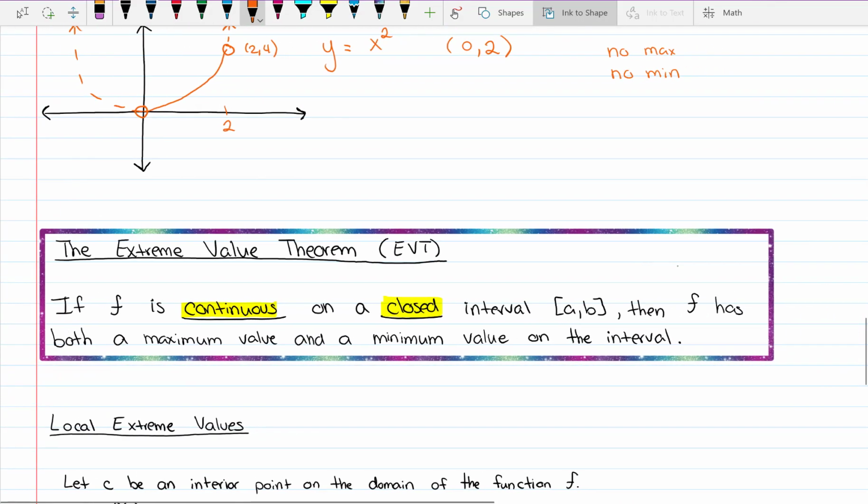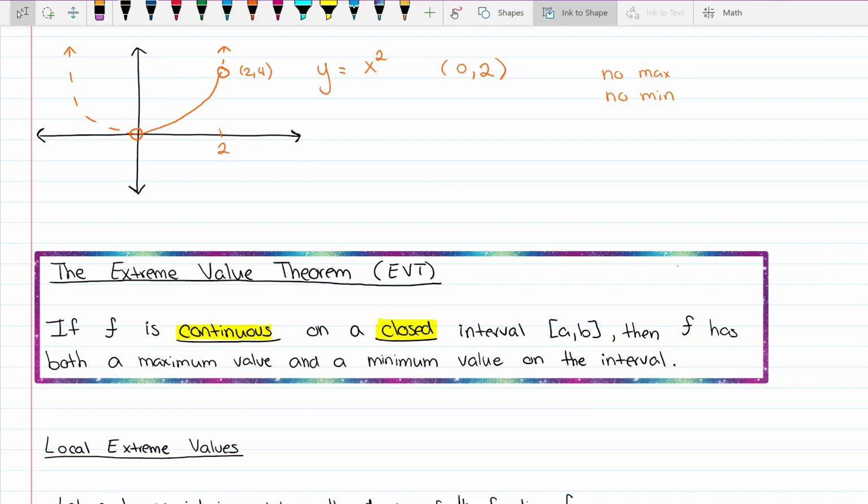Okay, moving along to the extreme value theorem, the EVT. The extreme value theorem says that if a function f is continuous on a closed interval [a, b], then f has both a minimum value and a maximum value on the interval. What I mean by that is if I'm on a closed interval, I can definitely have a maximum and a minimum because it's either going to be the endpoints or somewhere in between.